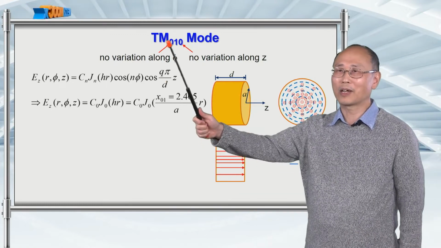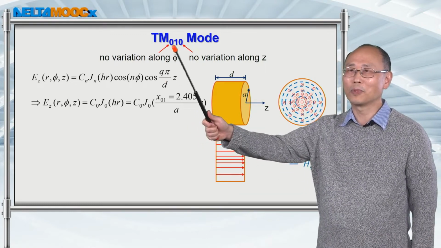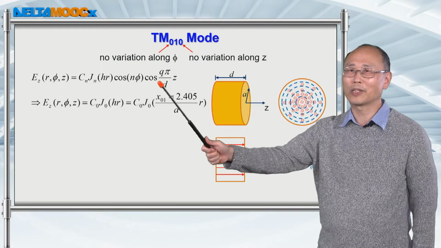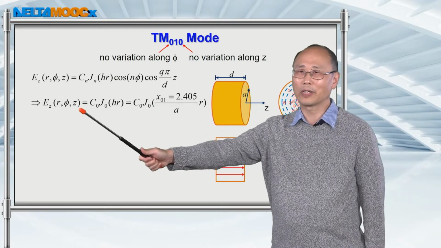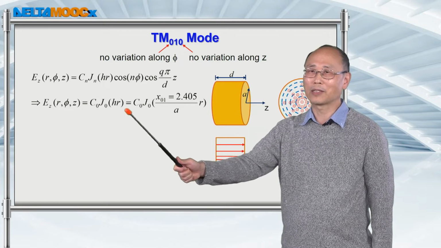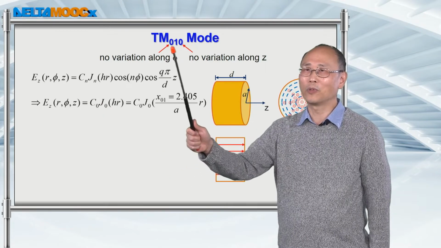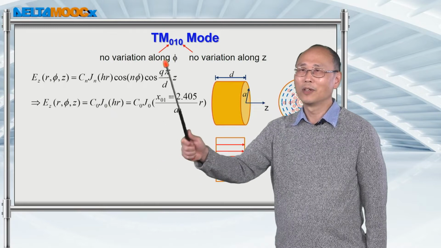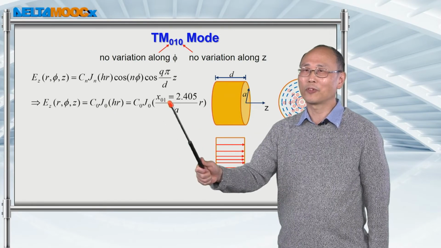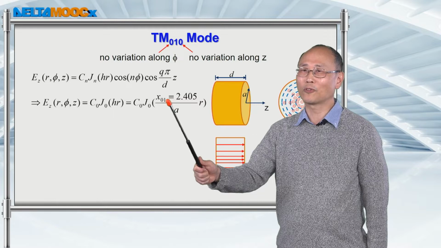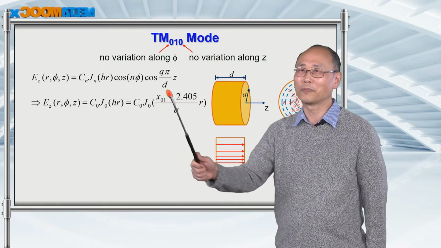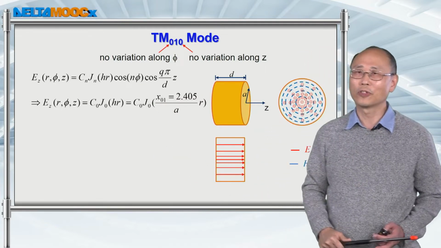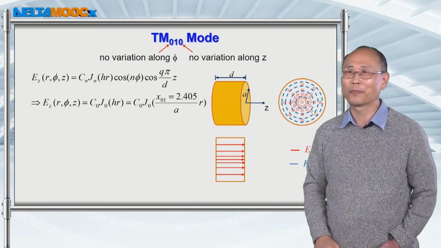So let's keep the mode number to be 0, 1, 0. Then we can write down the Z component electric field to be like this. For this 1, for this 0, you put 0 for your Bessel function. For this 1, you pick up the first 0 of the Bessel function, J0. And then you have this expression for your Z component electric field.